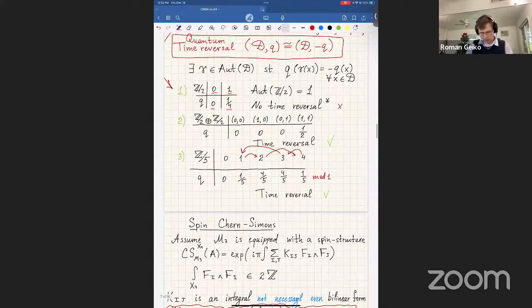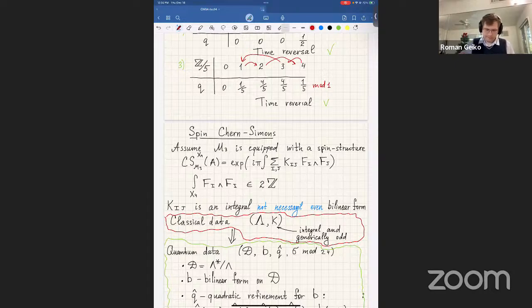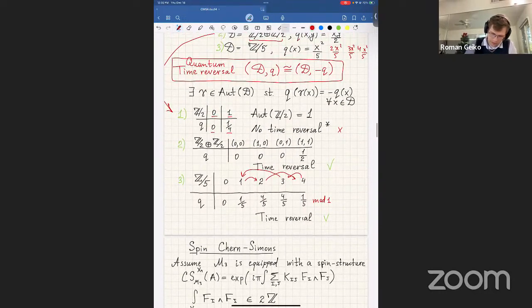And now I want to mention spin Chern-Simons. How do you choose the quadratic form? Oh yeah, so in the bosonic case, let me start here. We start with the classical integral lattice lambda with form K, and then we can define a quadratic form, which is always possible. This is a good definition for a quadratic form because K is even, right?